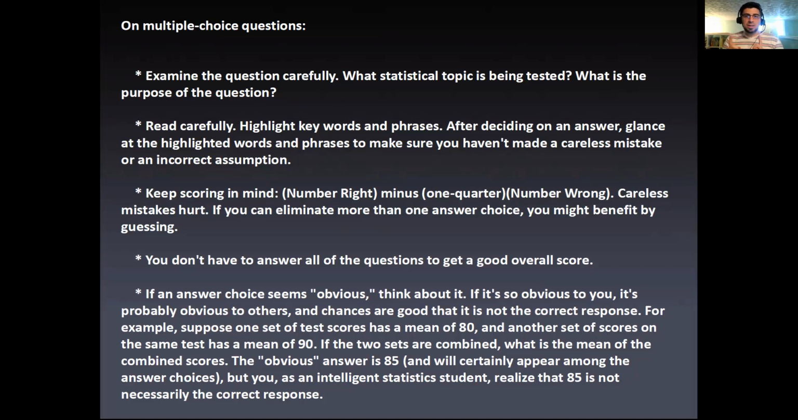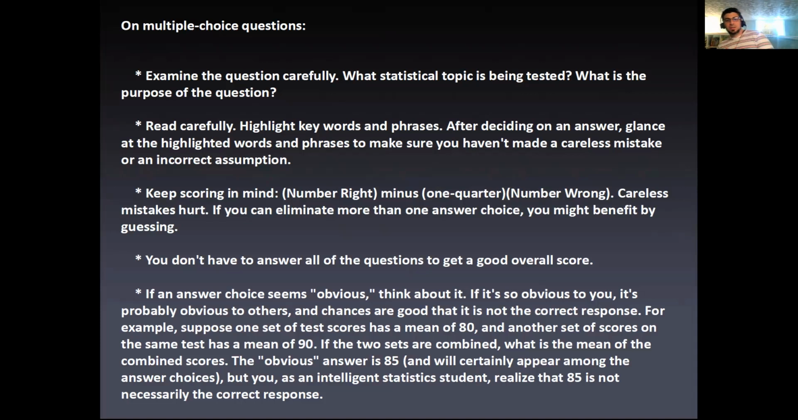Keep scoring in mind. Now, they have changed this. They used to do the number correct minus 1/4 of the number you got wrong. Now you just get a point. Basically, it's like you start from 0 and you get a point for every question you get correct. So it's to your advantage that if you don't know the answer to a question, to go ahead and guess, particularly if you can eliminate one or more of the answer choices, then it's even more to your advantage because you've increased the likelihood of guessing correctly. So I would add that you do want to answer all of the questions.